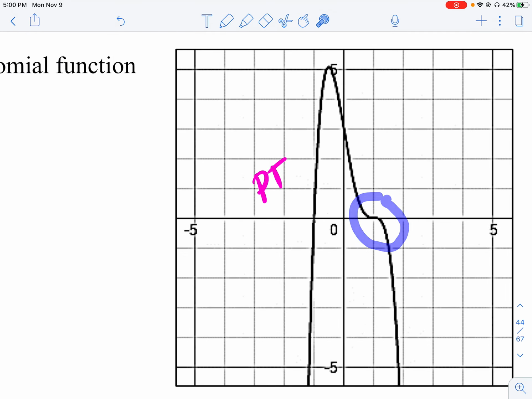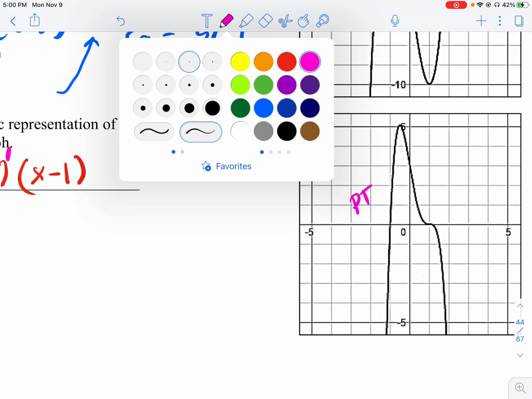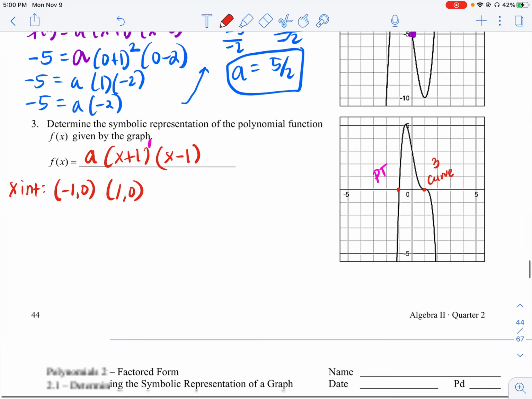Okay, so that is a curve behavior. Let me go back there. Let me put the red back again. There is a curve behavior. That means this point is used 3 times. Not once, not twice, but 3 times.